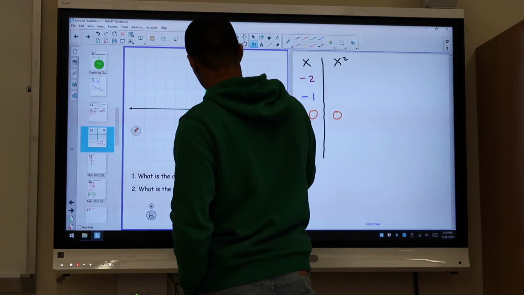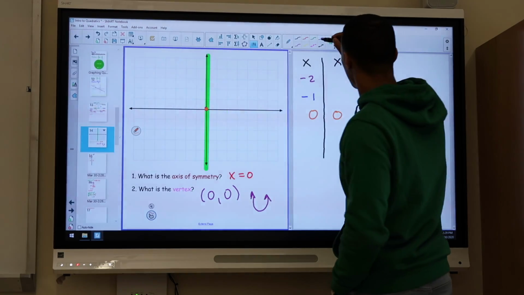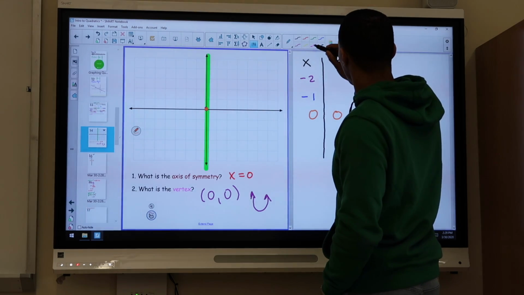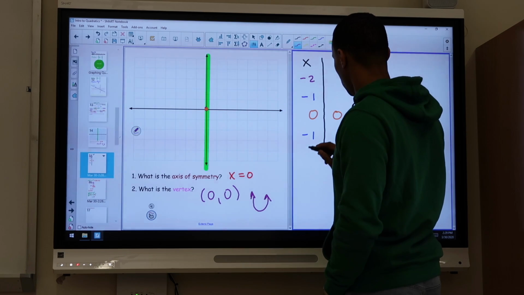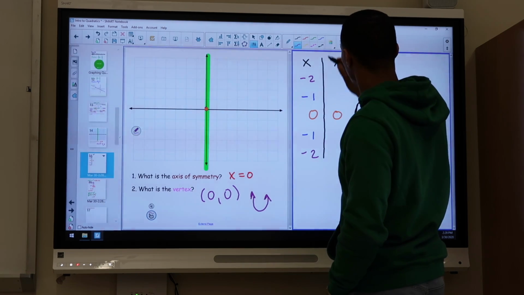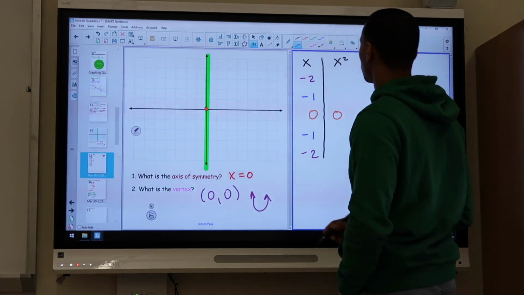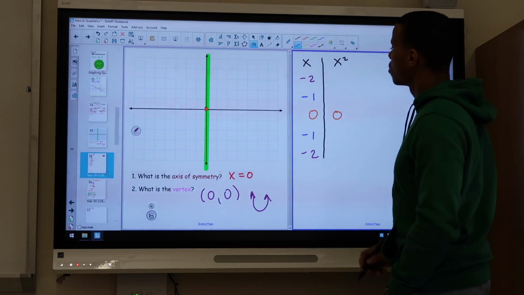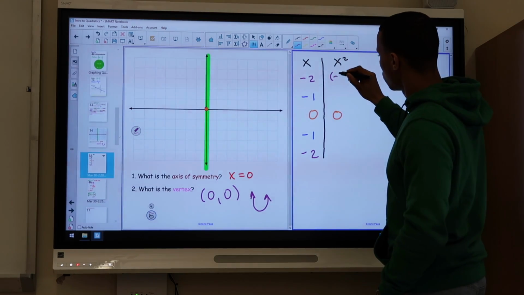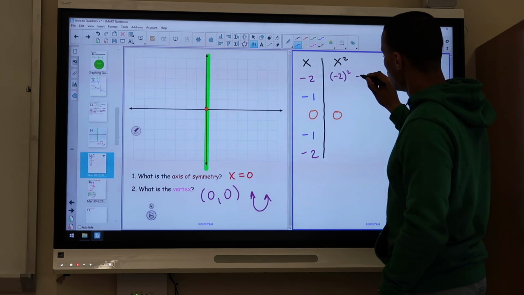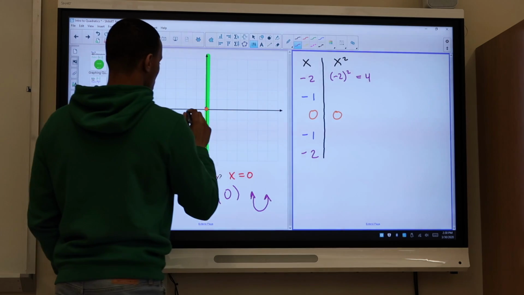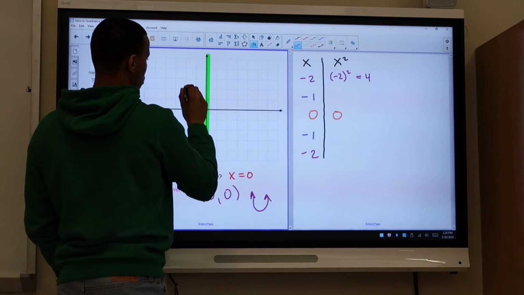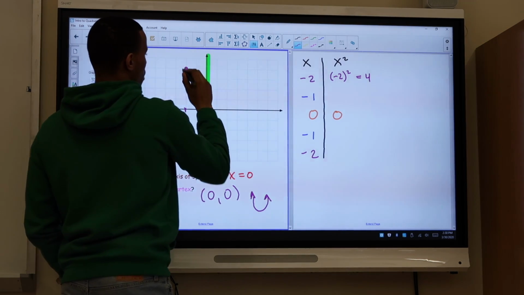Oops, let me change that. And then I'm going to do -1, and then I'm going to be -2. So now you have -2 squared. It's going to be 4. So your point is -2, 4. -2, 1, 2, 3, 4. There we go.